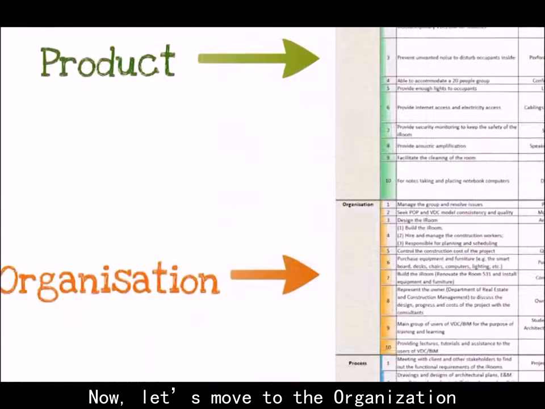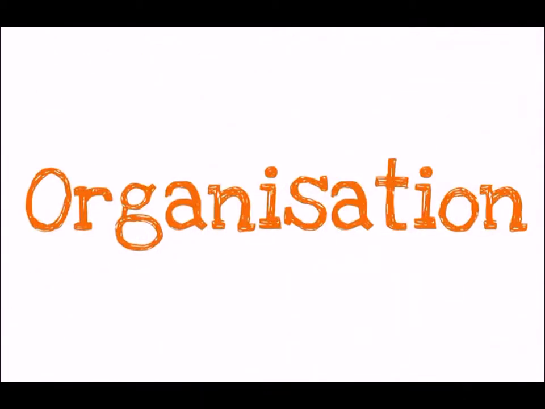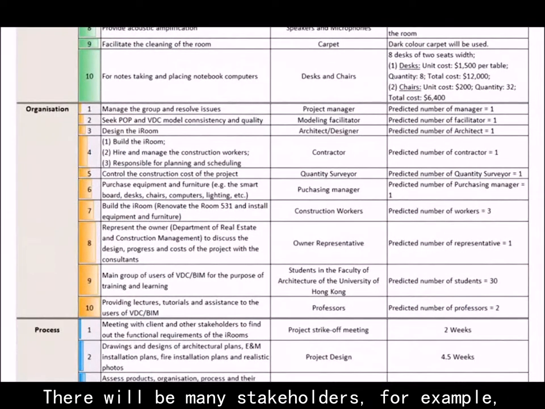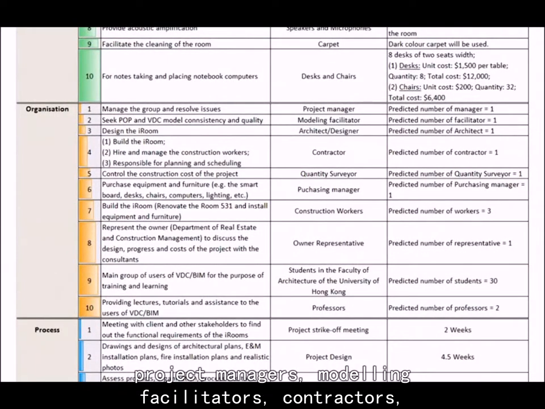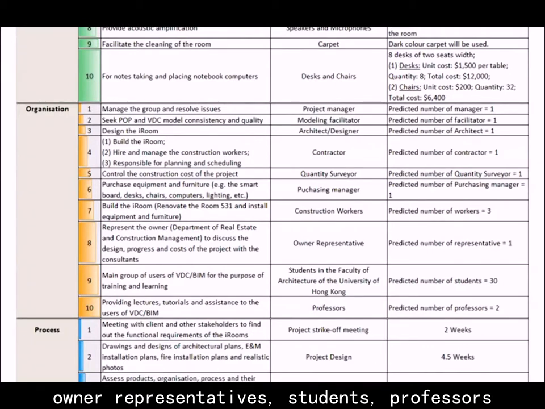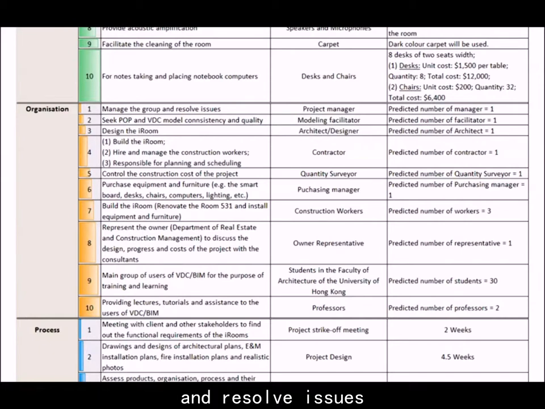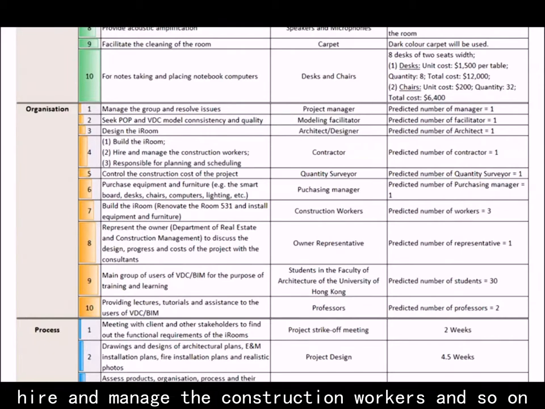So let's move to the organization. There will be many stakeholders, for example, project managers, modeling facilitators, contractors, owner representatives, students, professors. For example, the project manager would manage the group and resolve issues. The contractor would build the iRoom, hire men, and manage construction workers, and so on.